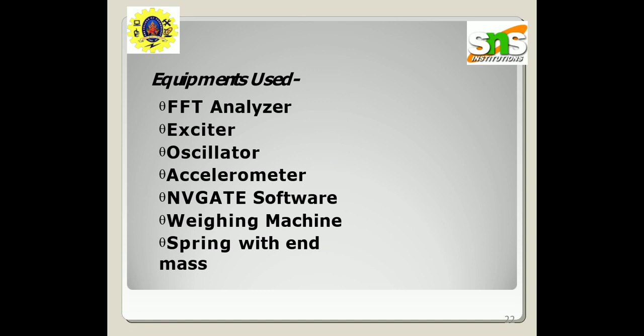And these are the equipment used: FFT analyzer, exciter, oscillator, accelerometer, NI LabVIEW software, weighing machine, and spring with the mass. And the dampers are used in wind turbines. A standard tuned mass damper for wind turbines consists of an auxiliary mass which is attached to the main structure by means of springs and dashpot elements.